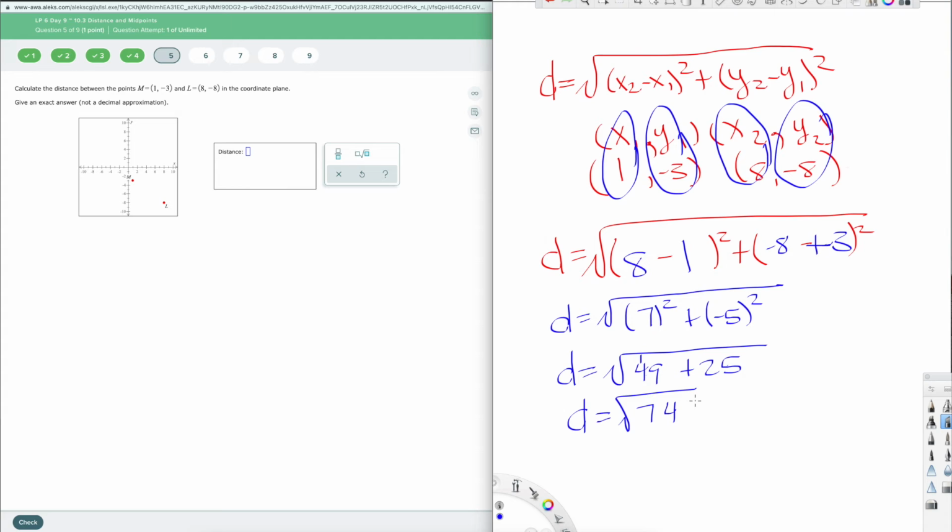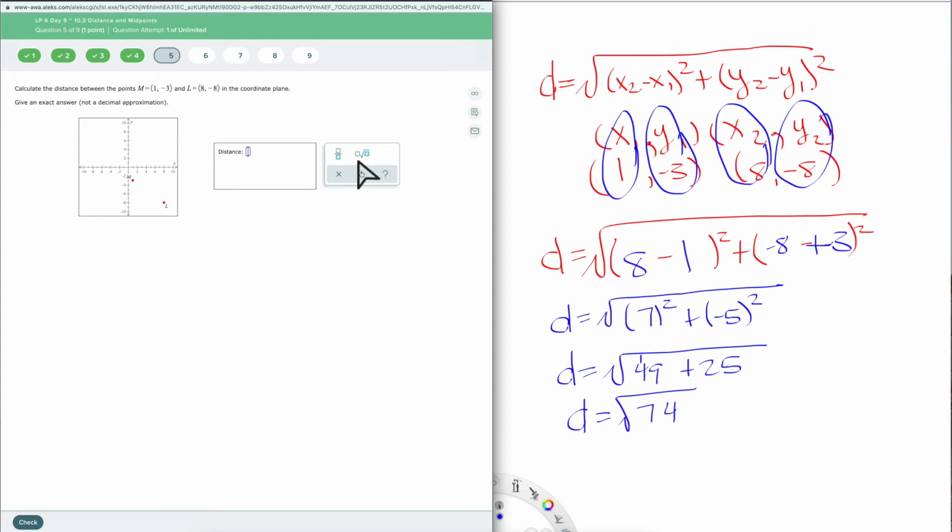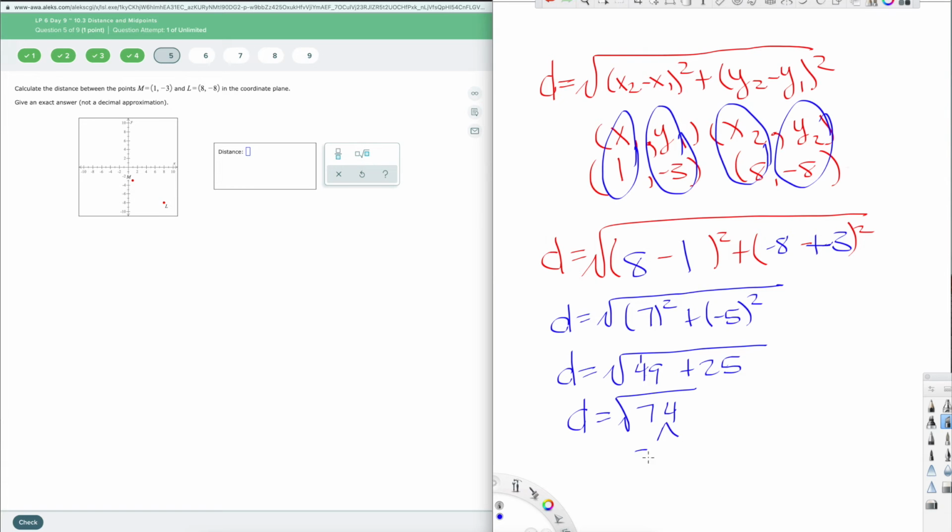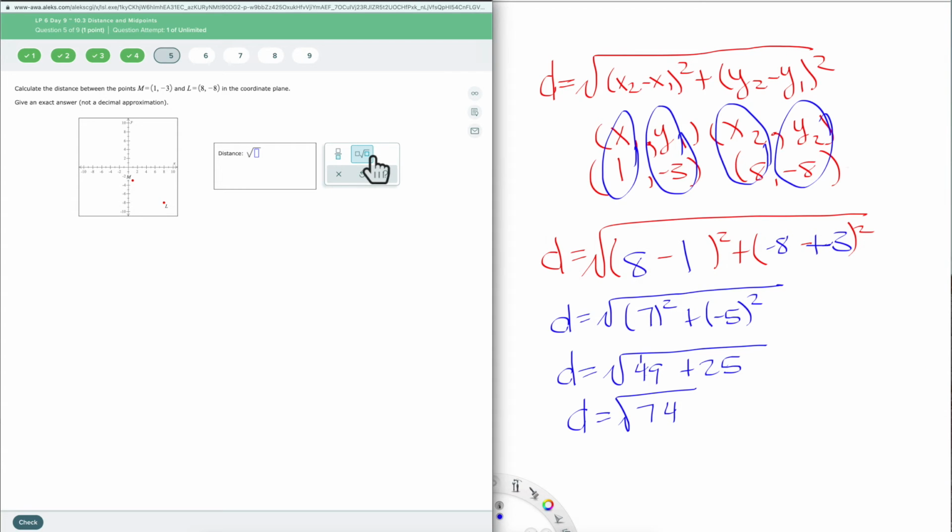74 is not a square, so I know it doesn't have an even square root. But let's see, if I divide by 2, what do I get? I get 37 and 2, so that's not going to work. If there was some other square in there, I would break it down a little bit more, but it doesn't look like I can break that down anymore, because the only 2 numbers would be 2 and 37, and neither one of those has a square root. So I'm just going to leave it alone, and it's going to be the square root of 74.